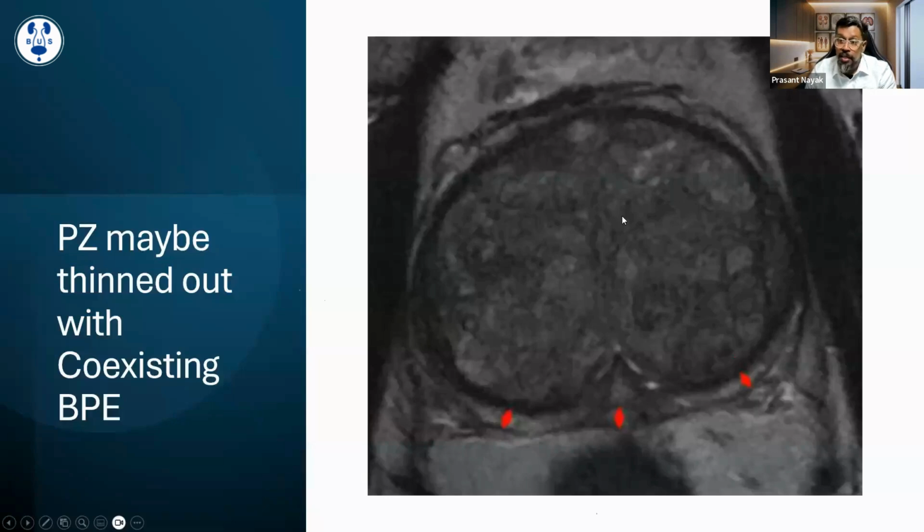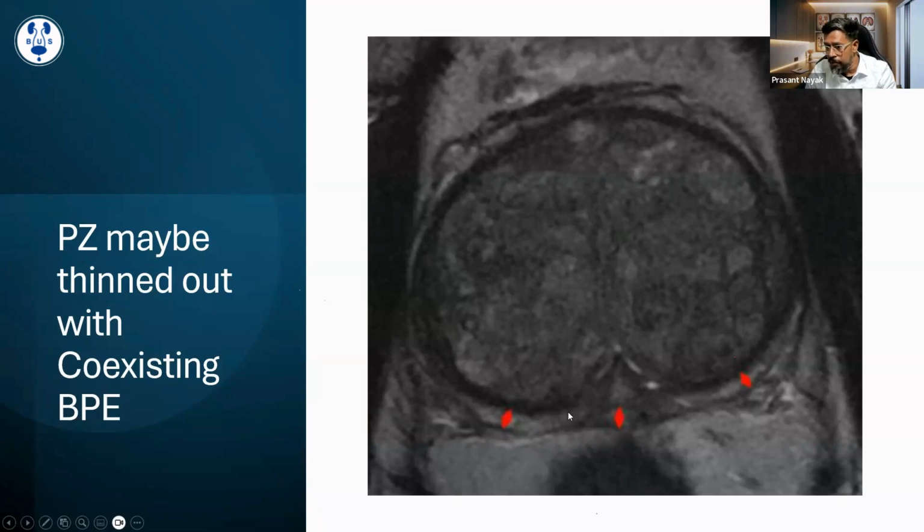In a prostatic enlargement, in a BPE, benign prostatic enlargement, you can see here the transitional zone has increased in size and the peripheral zone is very narrow here. The peripheral zone has been pushed to the periphery.